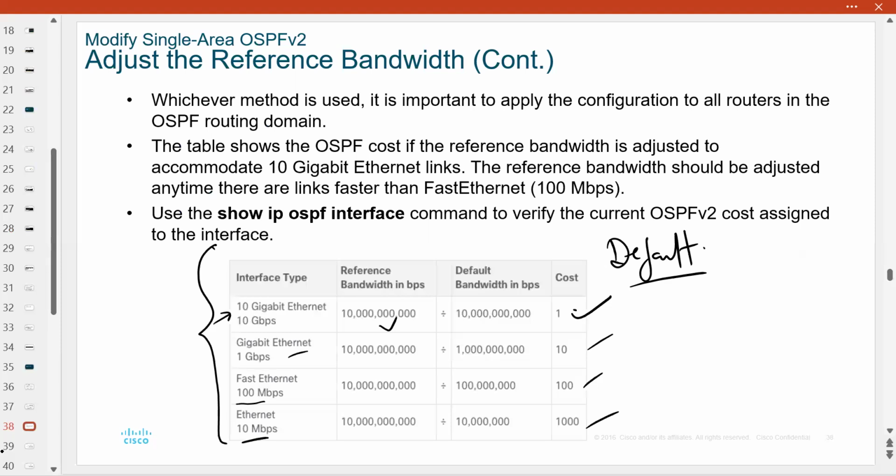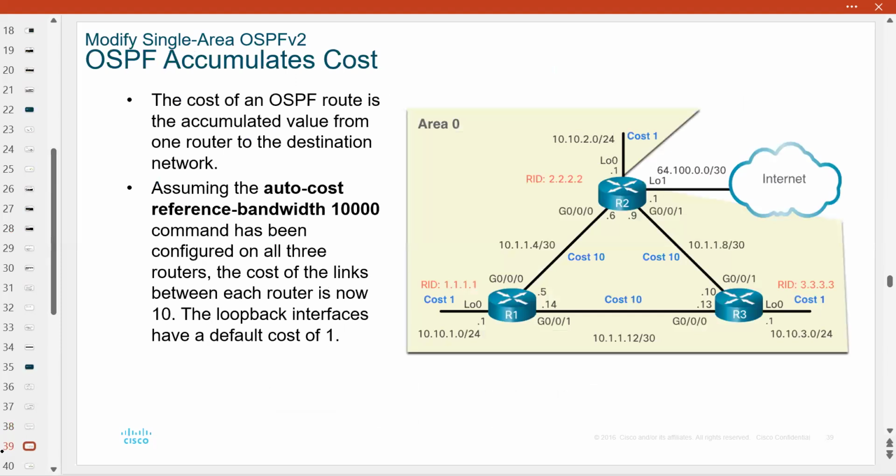And cost: the higher the cost, the less preferred the link will be, because it will have a very low bandwidth. It means it is very slow. All right, let's move on. Cost done.